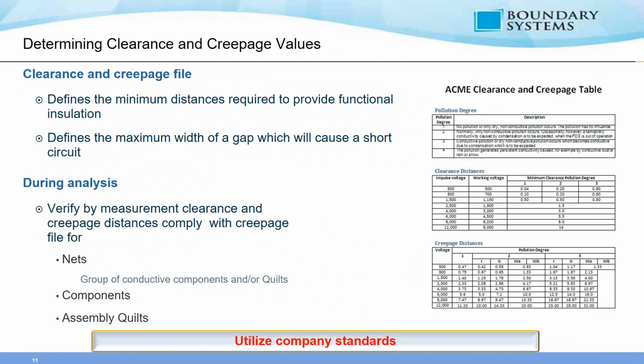The clearance and creepage file, which can be either a CSV or a text file, is used to define all the nets which will exist in a design, as well as the minimum distance which is required to provide a suitable functional insulation. The file also determines the maximum groove width for gaps which will cause a short circuit. The file is used to analyze and help to automate the assignment of components in their respective nets.